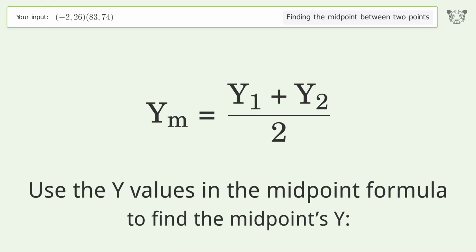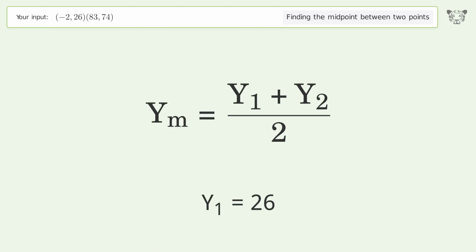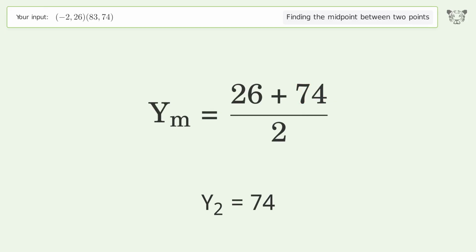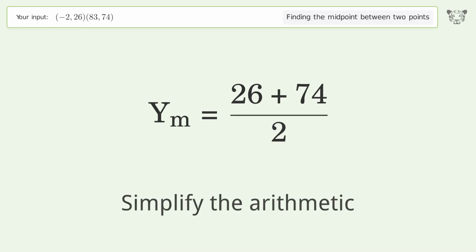Use the y values in the midpoint formula to find the midpoint's y. y1 equals 26. y2 equals 74. Simplify the arithmetic.